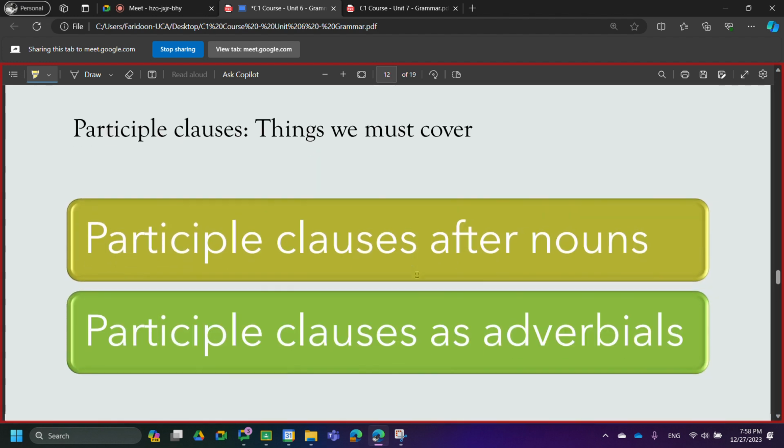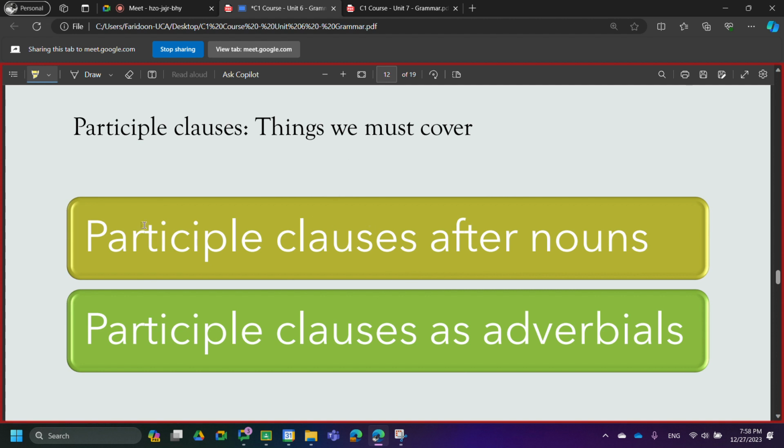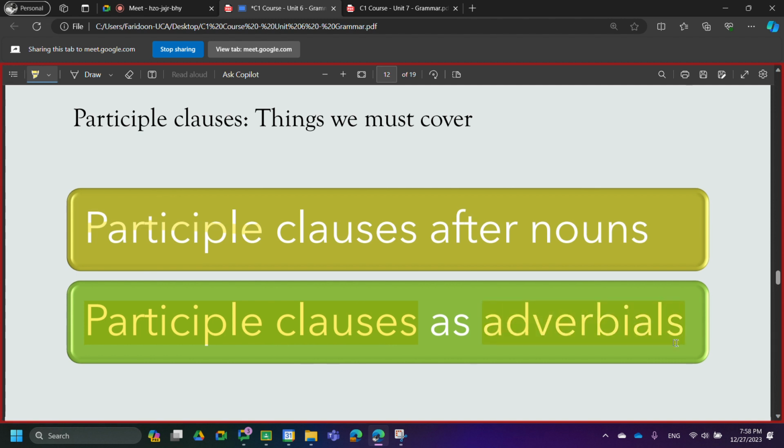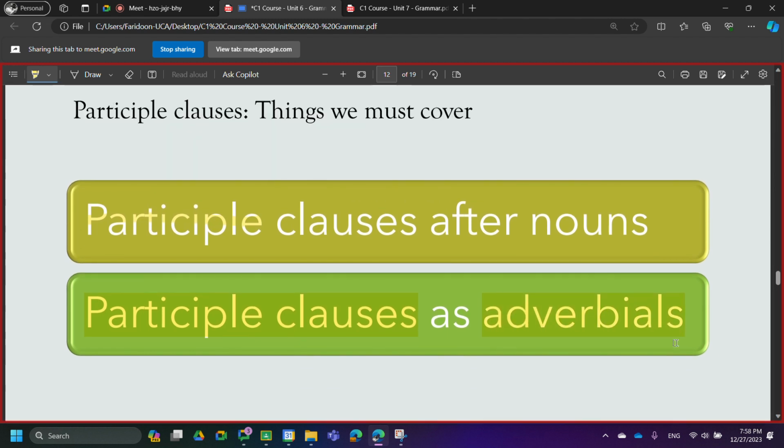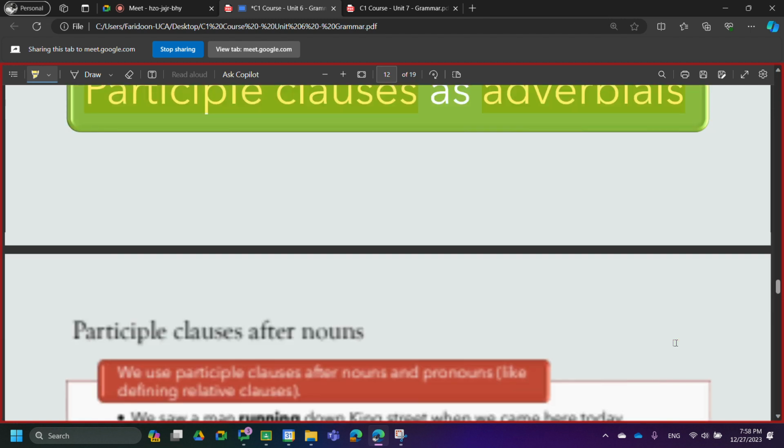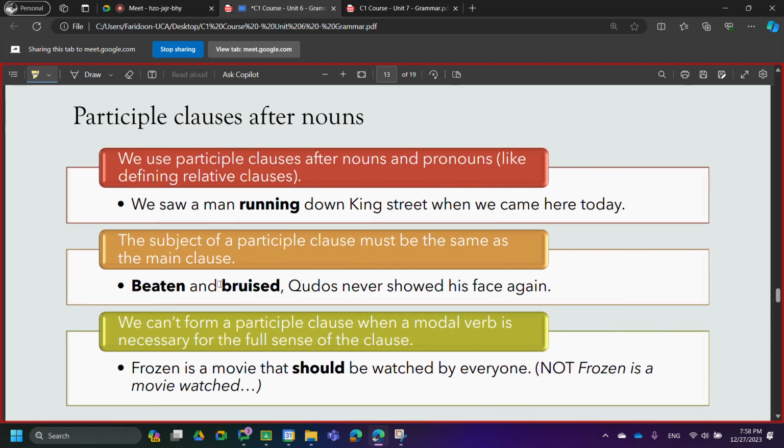Participle clauses, we're going to cover in two ways. We're going to talk about participle clauses after nouns, and participle clauses as adverbials. So one after nouns and one used as adverbials. Let's see participle clauses after nouns first. We use participle clauses after nouns and pronouns like defining relative clauses.